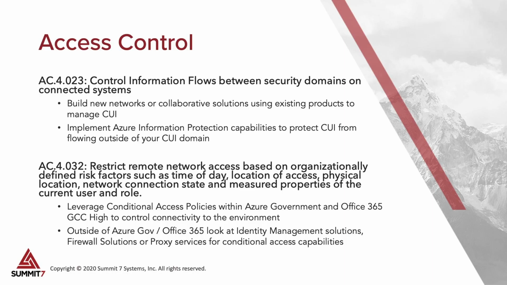So if you go to the next slide, these are really the two that I want to talk about from a technical implementation standpoint, which is .2.3 and .3.2. The first one, controlling the information flow. How can we implement that? So, completely building new networks or collaborative solutions, you can implement it that way.